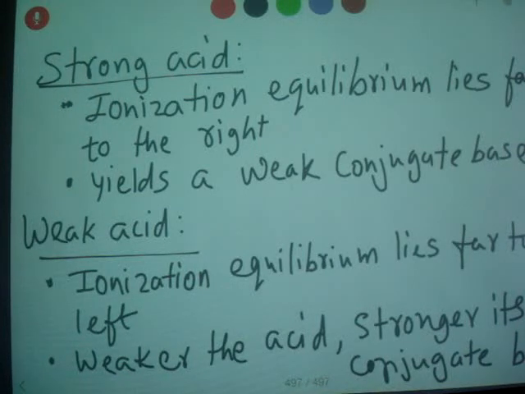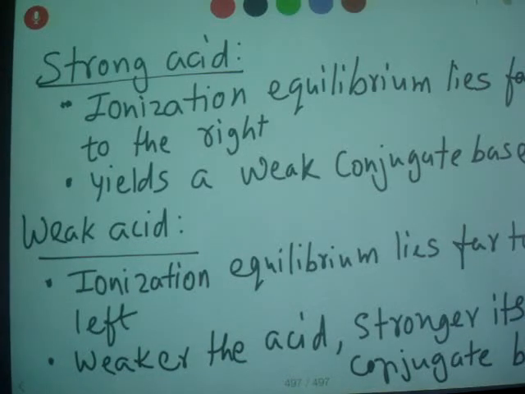So you can see if it is a strong acid, then it produces a weak conjugate base, and if it is a weak acid, it's vice versa, it produces a strong conjugate base.